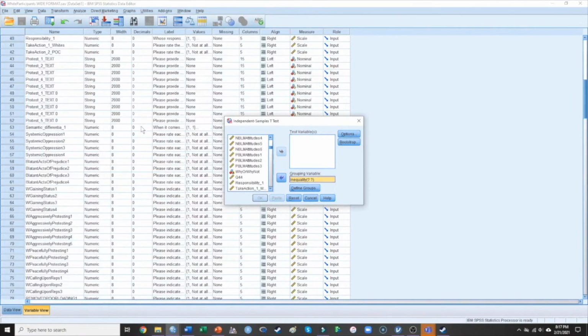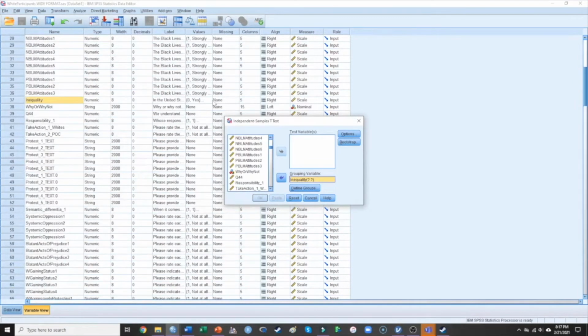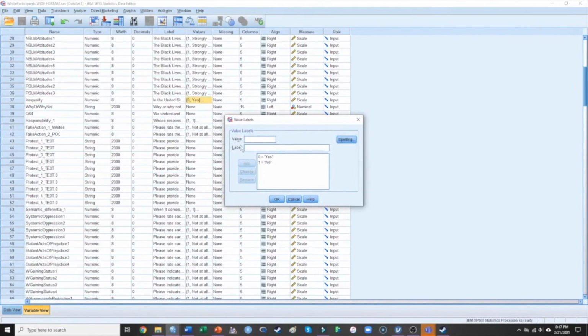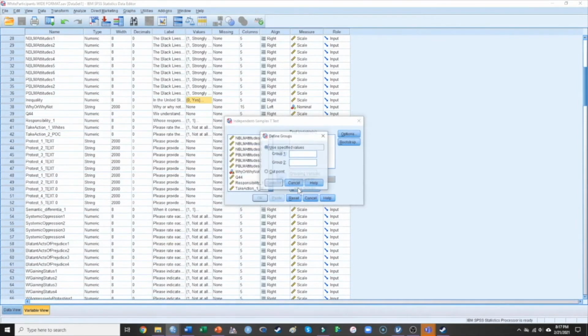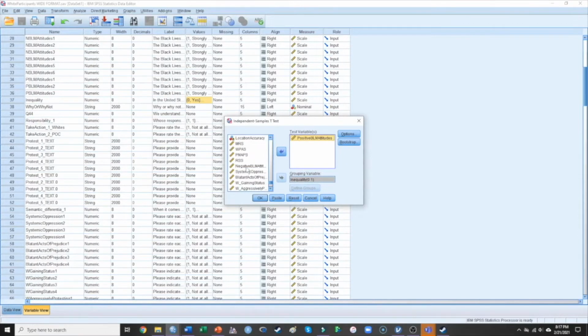It's important that I go back to that variable and examine how it was coded. You see that we're coding it as 0 equals yes and 1 equals no. And so my two groups here, under group 1, I'm going to type 0. Under group 2, I'm going to type 1. I'm just saying that we're working with the values of 0 and 1. Then my dependent variable goes into the test variable box. So I'm going to examine positive attitudes toward Black Lives Matter, and let's go ahead and examine negative attitudes as well.